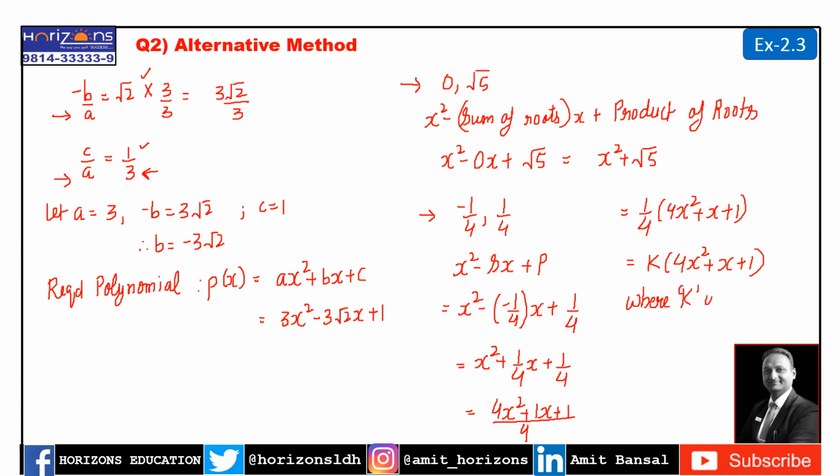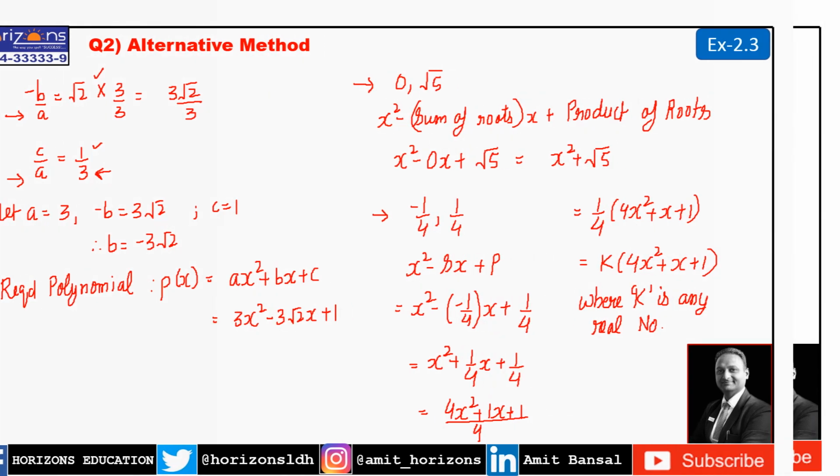So isn't it quite easy? Yeah, and interesting as well. So where k is any real number, we are able to find the polynomial whose sum of zeros and product of zeros is given to us, right friends?